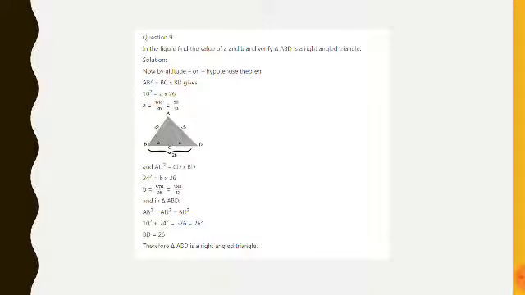In triangle ABD, AB square plus AD square equal to BD square. 10 square plus 24 square. So 10 square is 100, 24 square is 576. So 576 plus 100 is 676. So we get the value 26 square. BD equal to 26. Triangle ABD is a right angle triangle.